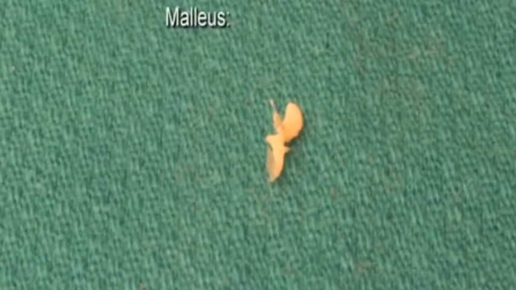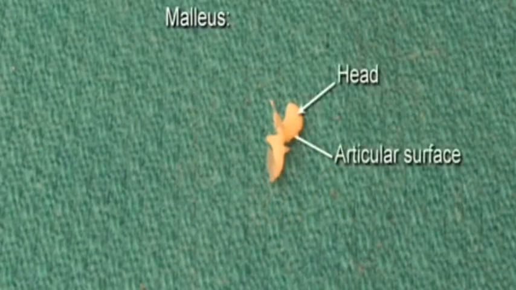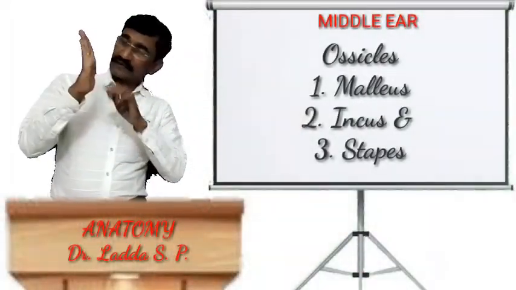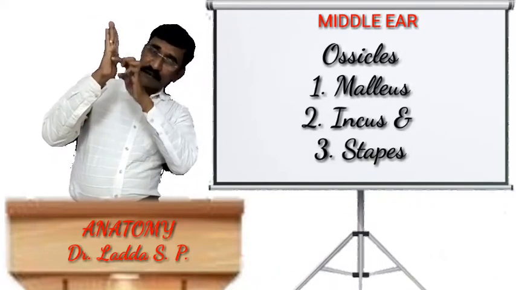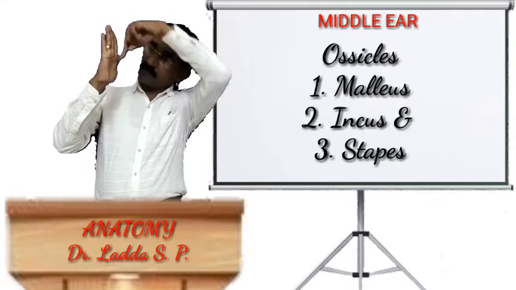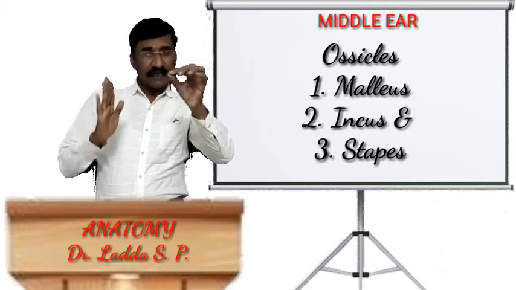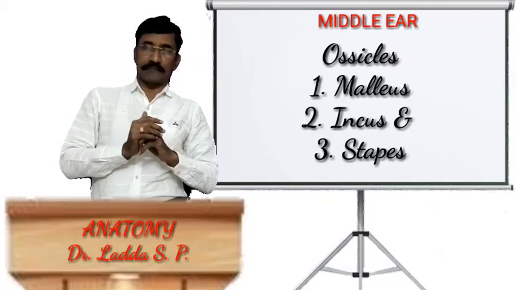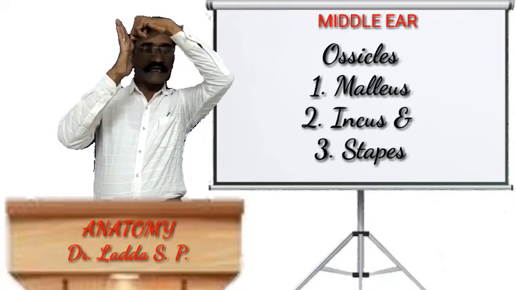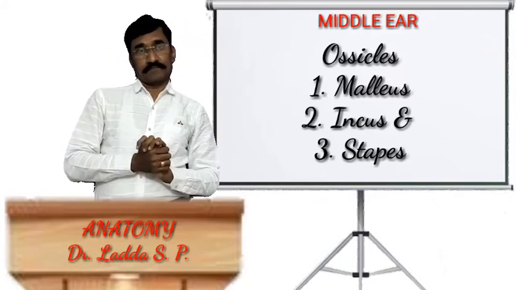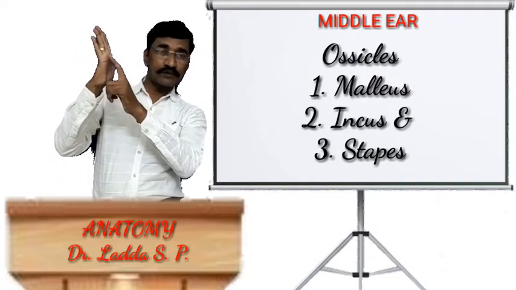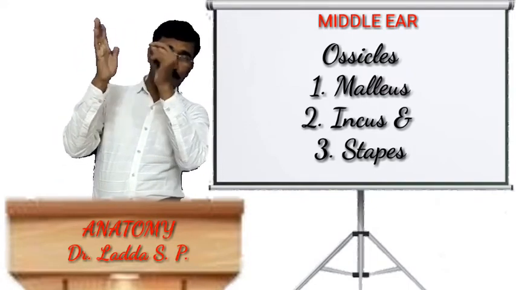Malleus has its head, neck, long process, short process and the handle. Now, this is the tympanic membrane. The head of malleus remains a little up. The handle of the malleus reaches the center of the tympanic membrane and adheres there, so that the tympanic membrane can get well stretched. In addition, the tensor tympani muscle is also inserted at this portion and helps to tense the tympanic membrane.